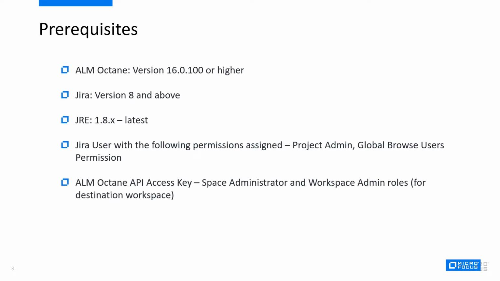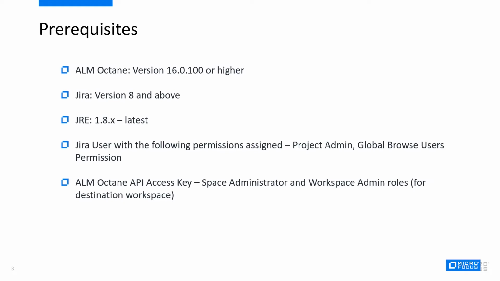Next, we have a few prerequisites before running the tool, and those are ALM Octane version 16.0.100 or higher, Jira version 8 or above, JRE 1.8.x or latest. We'll need a Jira user with admin rights and global permissions to access the users, and an ALM Octane API access key with space administrator rights and workspace admin roles for the destination workspace.